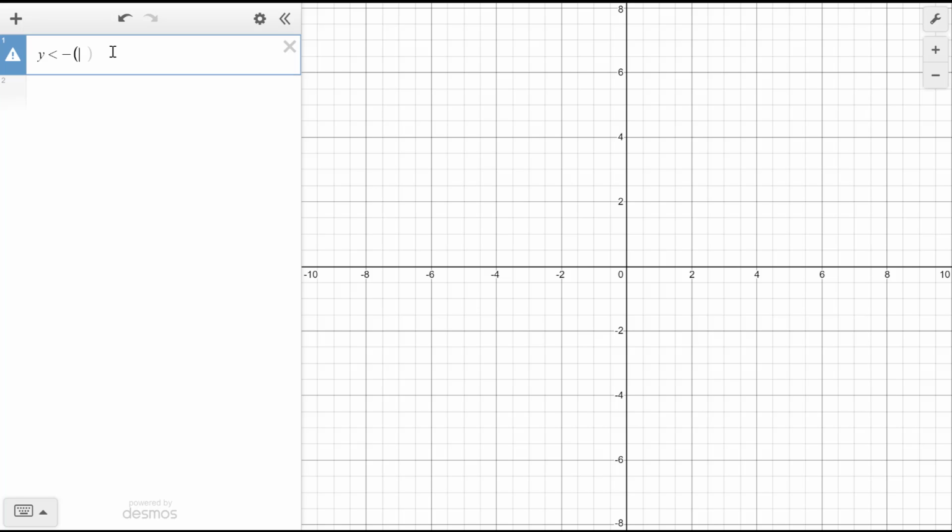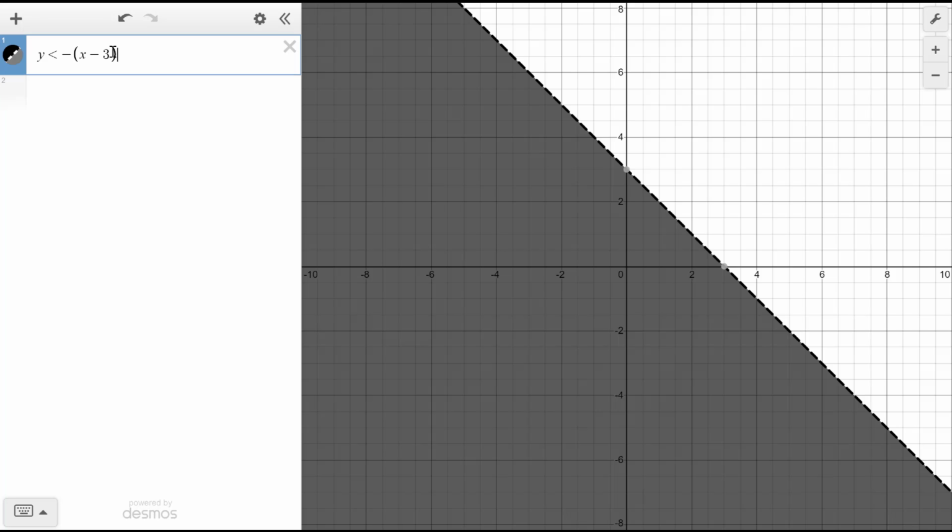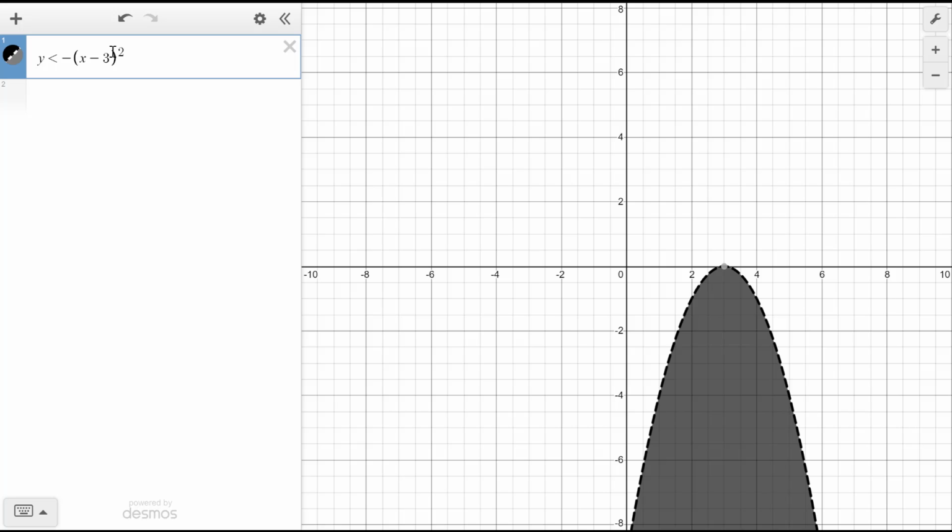negative quantity x minus 3 closed quantity squared, and it graphs the inequality for us. You can see it shades everything inside the parabola. The parabola is reflected over the x-axis. It's shifted to the right 3 units, and it has a broken line defining the parabola.